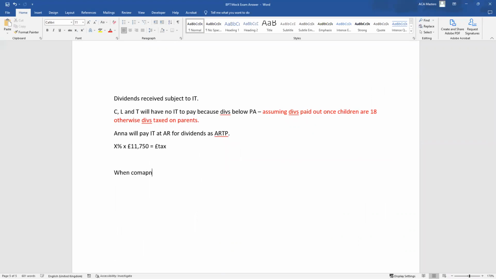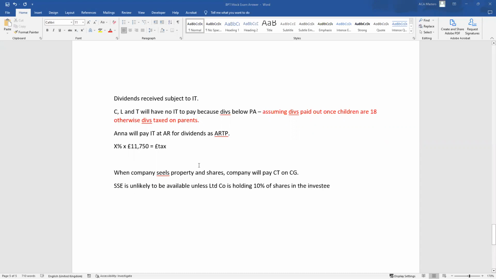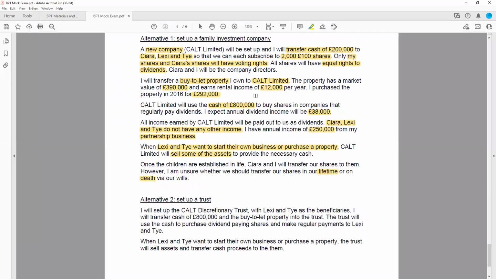So you can say when the company sells property and shares, the company will pay corporation tax on chargeable gains. SSE is unlikely to be available unless the limited company is holding 10% of shares in the investee company. It would have to have bought the shares in a really small company if £800,000 is going to be 10% of that share capital. It's not impossible, but it probably is quite unlikely.